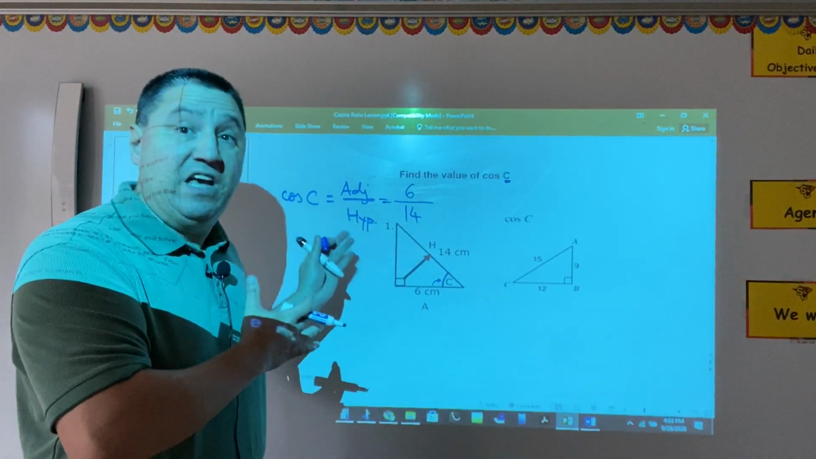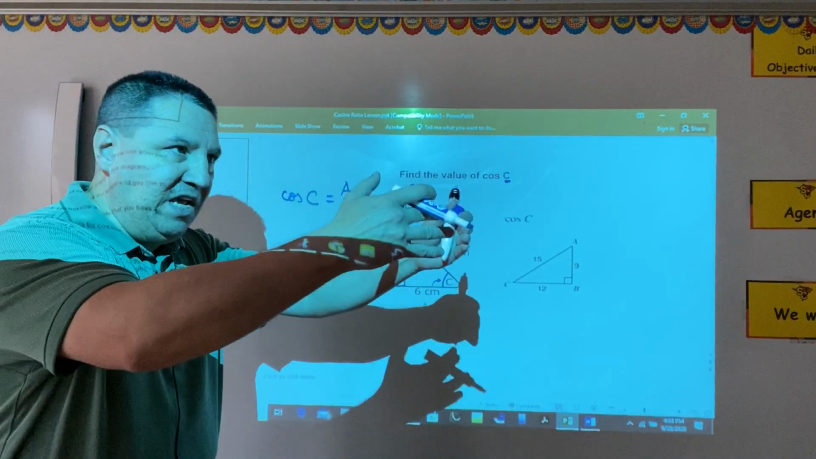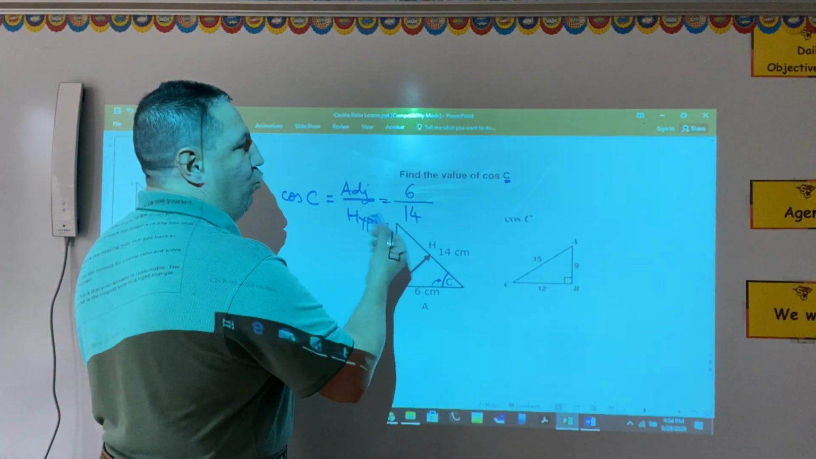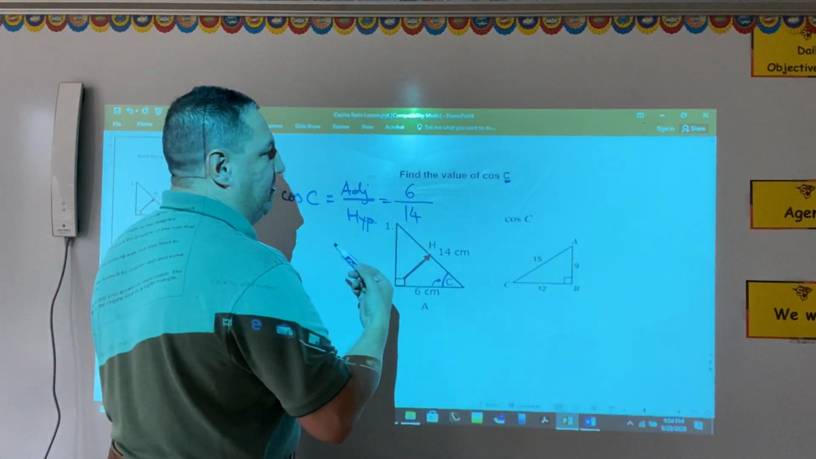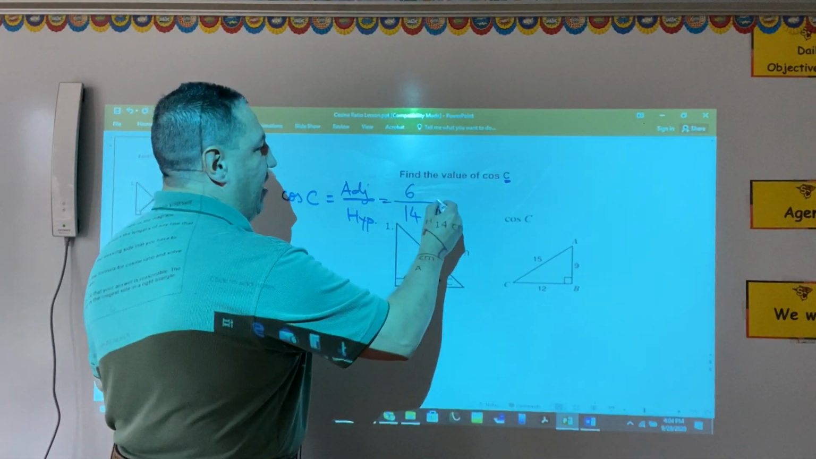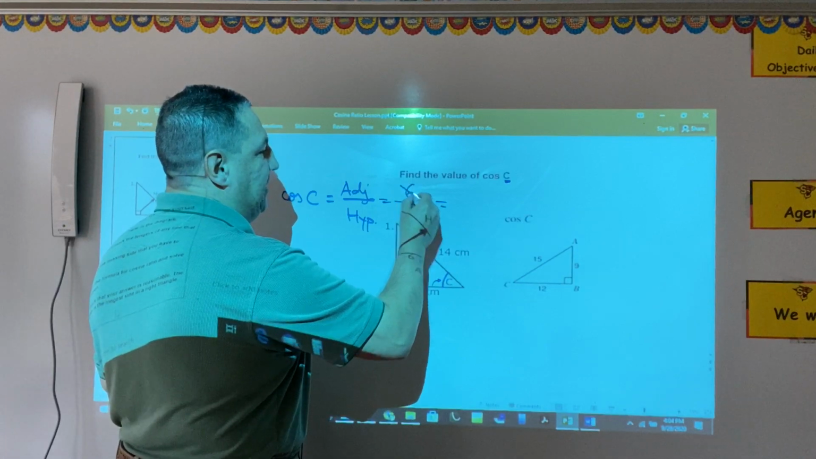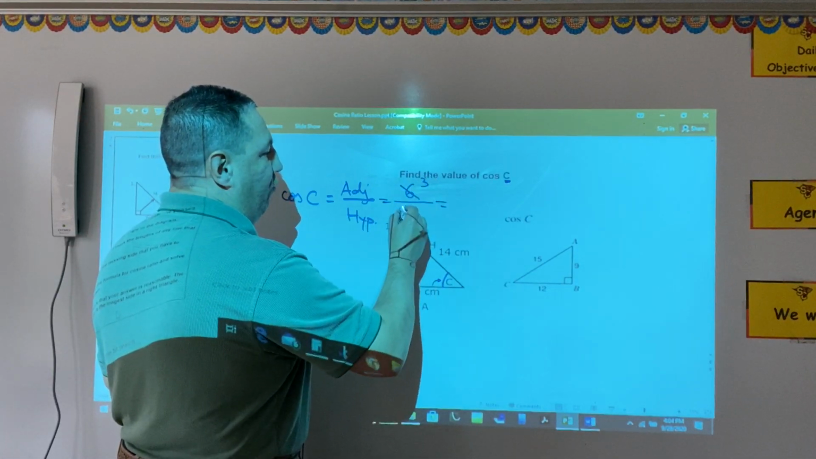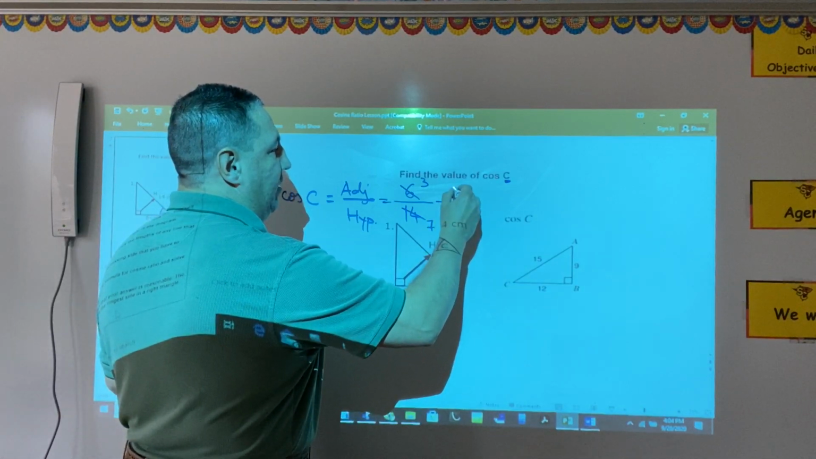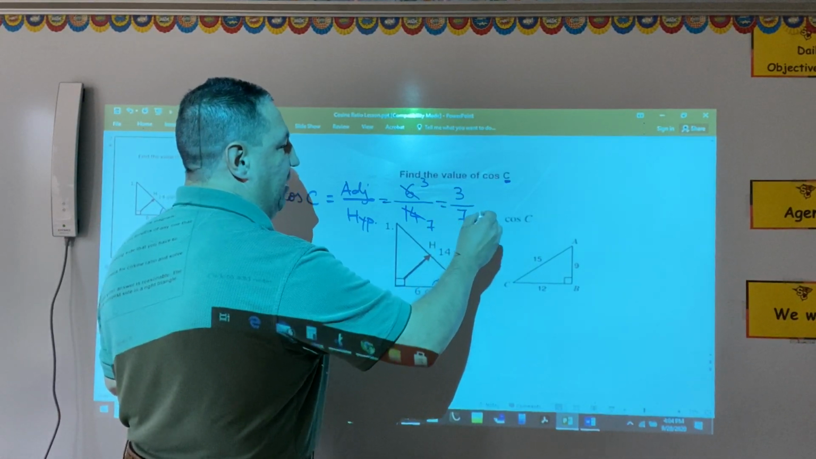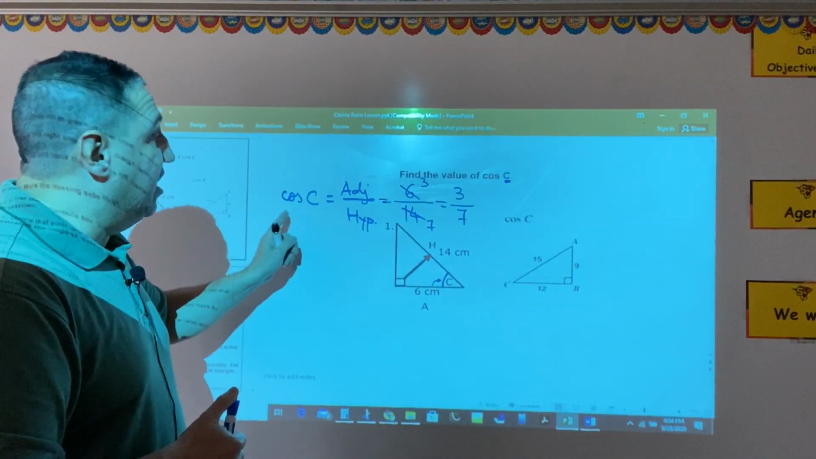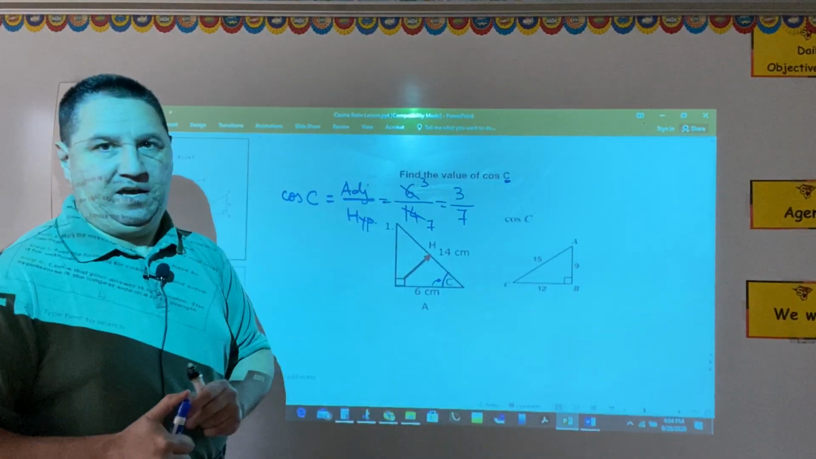In this case, we can simplify or bring to the simplest form. Now, 6 and 14 are both even numbers, so they are both divisible by 2. If you divide 6 by 2, you get 3. If you divide 14 by 2, you get 7. So, the resulting ratio would be 3 over 7. That's the cosine ratio in this case.